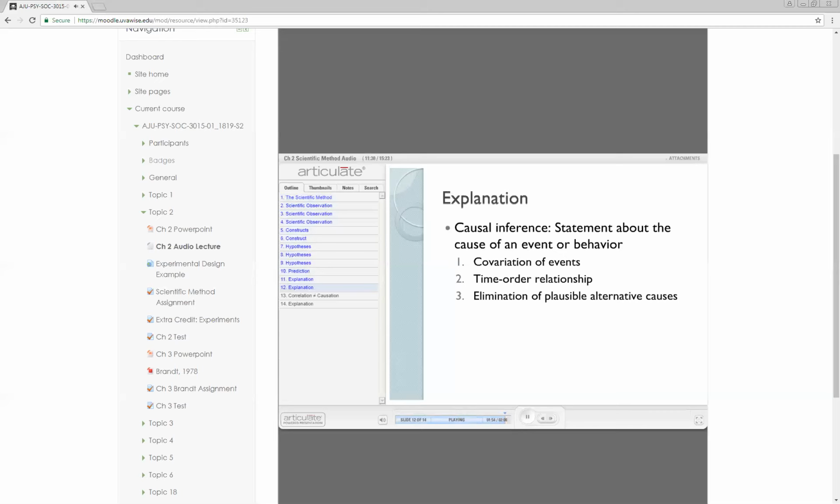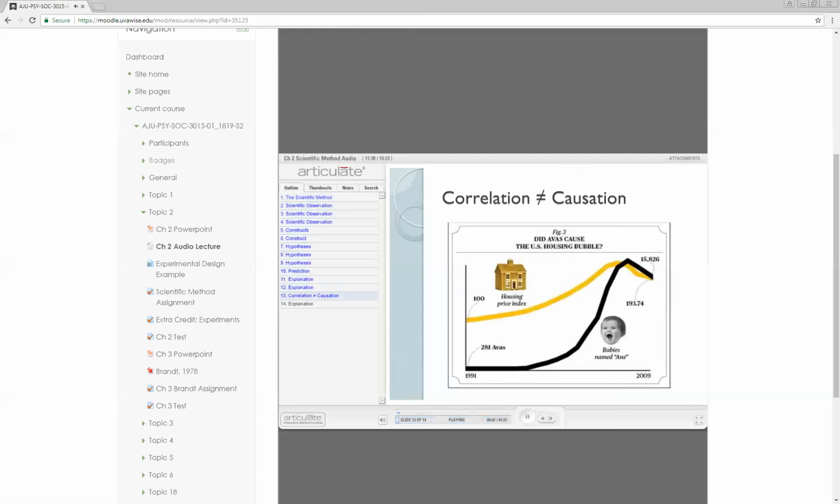And it's a pretty common mistake that you see in research where they haven't met all of these criteria before they make causal claims. So correlational studies have only met the first criterion. They have just measured two variables and seen that they relate, but typically those variables are measured at the same time, so you don't have the time-order relationship, and you haven't eliminated other causes. So this is one example of how correlation does not equal causation.